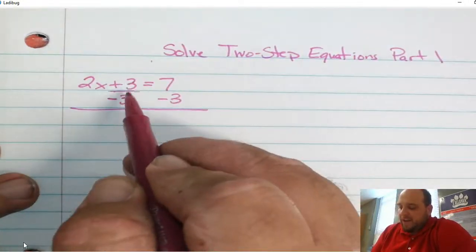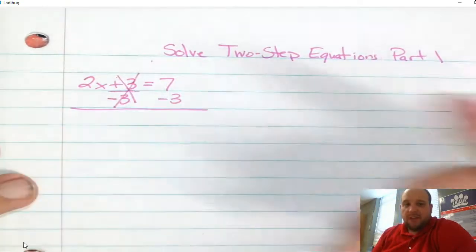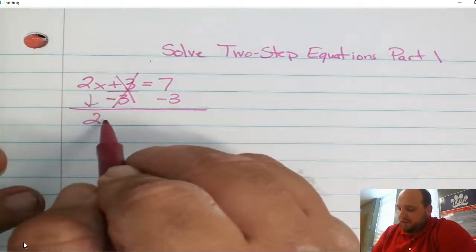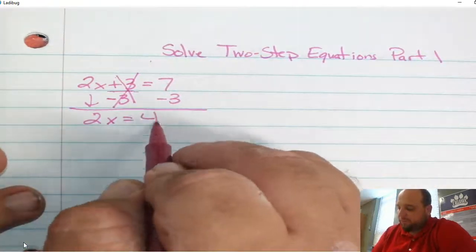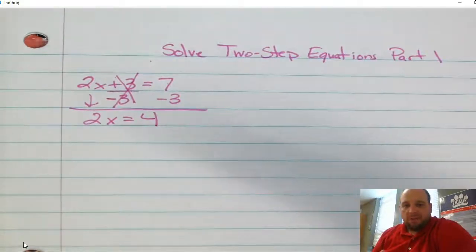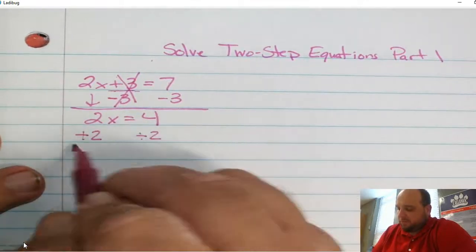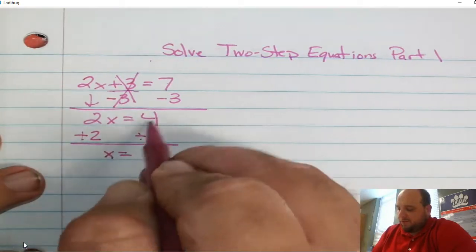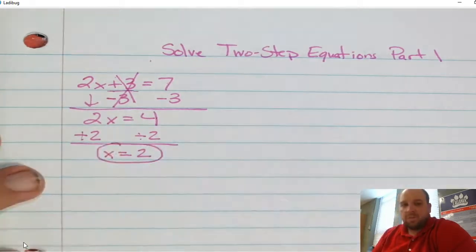A positive 3 and a negative 3 or a minus 3 will cancel out because those are opposites, and opposites equal 0. I bring this down, and this will leave me 2x. Over here, I'm going to do 7 minus 3, which is 4. Now it's a pretty basic one-step equation that you learned how to do in 6th and 7th grade. You go ahead and divide by 2. 2 divided by 2 is 1. 1 times x is x. 4 divided by 2 is 2. And so I get an answer of x equals 2.